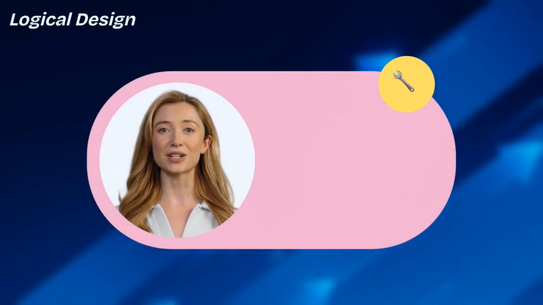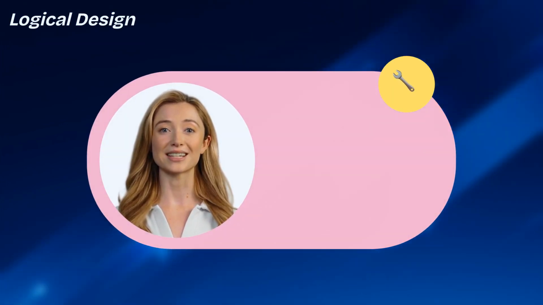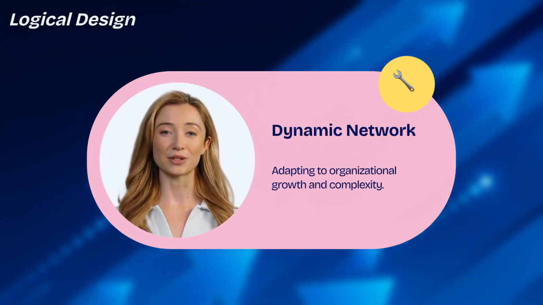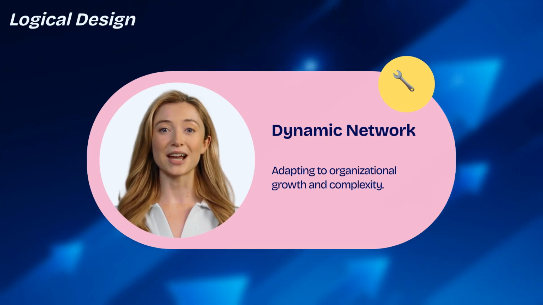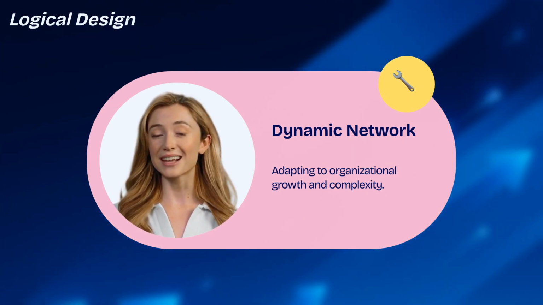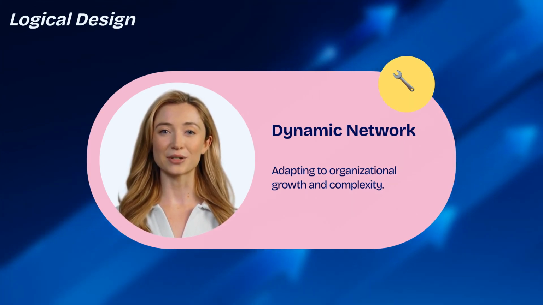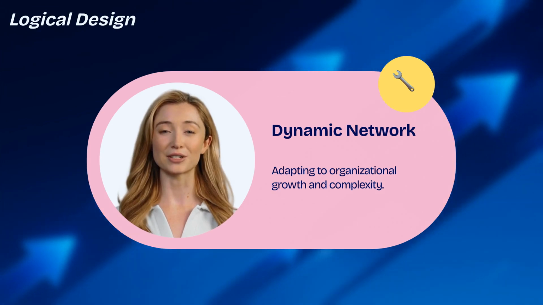Now let's expand on this concept. Logical design isn't static, it evolves with your network. As your organization grows, so does your network's complexity. This means that the diagram you create today might look very different in a year or even a month. You'll add new servers for new projects, routers for expanded locations, or security measures for new threats.